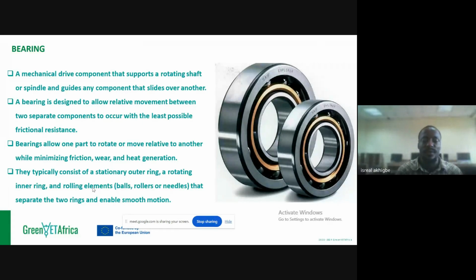A bearing is designed to allow relative motion between two separate components with the least possible frictional resistance, because if friction is high, there will be problems. It will cause excess heat, and other components in the waste processing machine will start suffering deficiencies. Bearings allow one part to rotate or move relative to another while minimizing friction, wear, and heat generation. They typically consist of a stationary outer ring, a rotating inner ring, and rolling elements. What you see inside, people used to call Boris. I don't know if you've heard of Boris. Have any of us heard what they call Boris before?